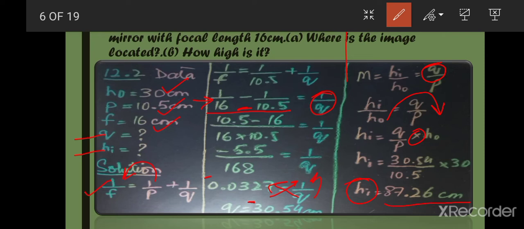Here you can compare the heights of object and image. Height of object is 30 centimeters, whereas height of image is 87.26. It means it is magnified. It is very much larger in size than that of object, and it is virtual, forms behind the mirror.